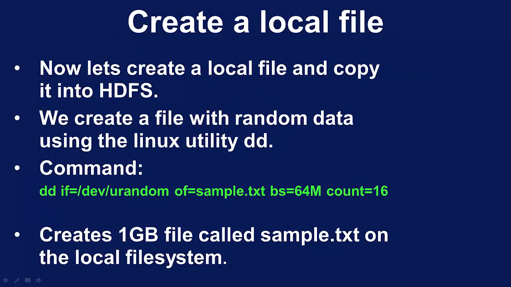Next we'll create a local file and then copy it into HDFS. To create this local file we are using a Unix utility, dd. It's just going to stream data from a random device into a sample.txt file. In this command you can see an option bs=64M. That's basically the size of a block. Then we are doing 16 of these blocks, so you end up with roughly a 1 gigabyte file.